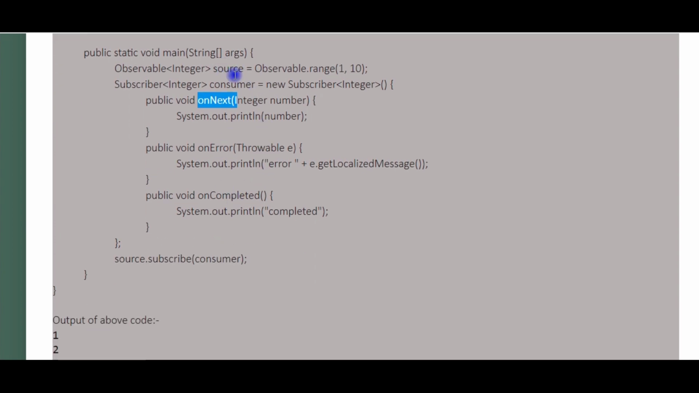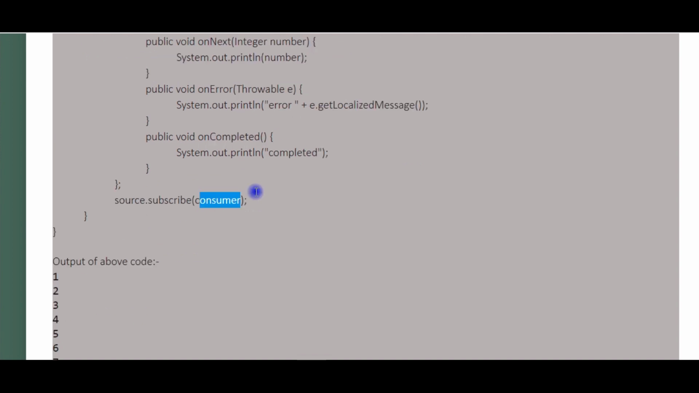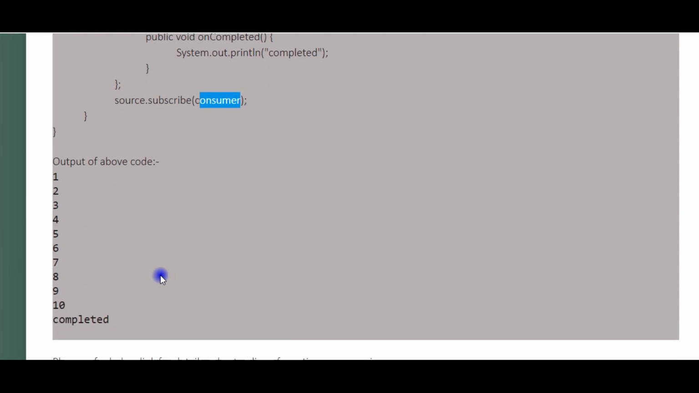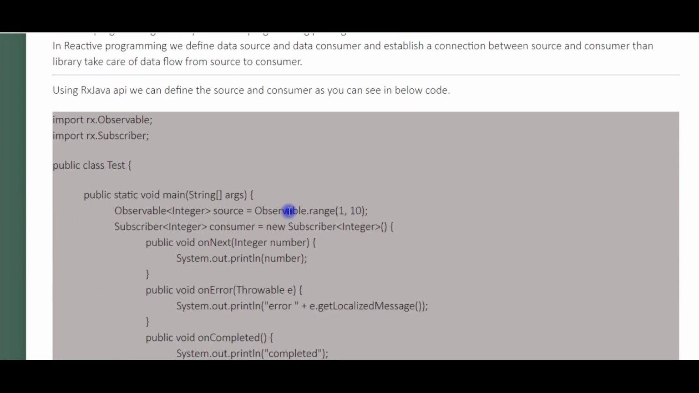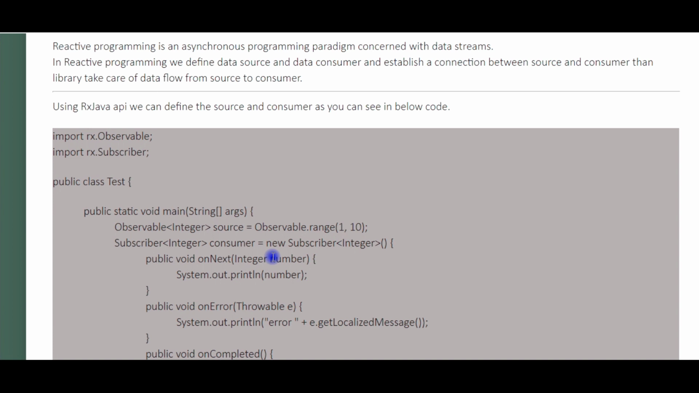Now here you can see this is the source. The source has a method subscribe. We call source.subscribe, and then we pass the consumer over here, and it will print those values. Here you can see it will print values 1 to 10. So this is the RxJava API.